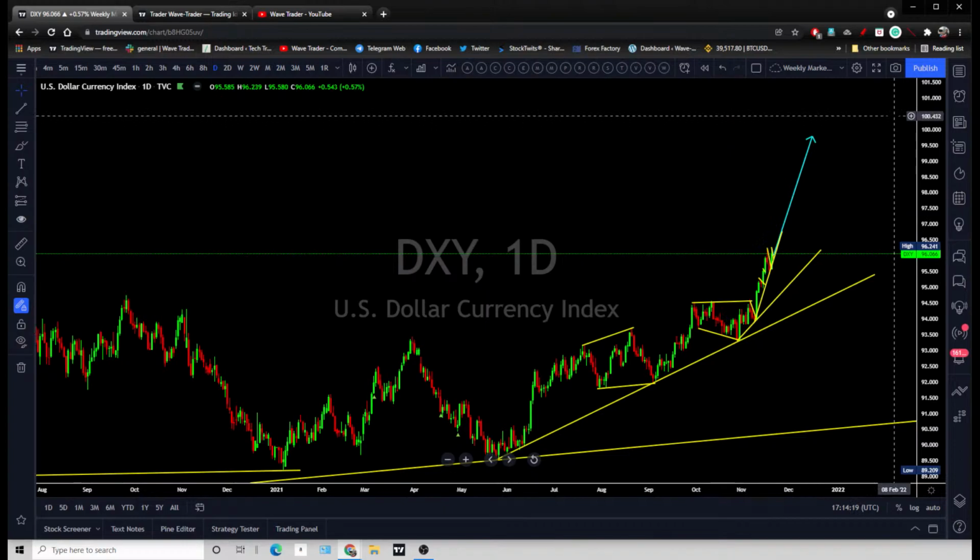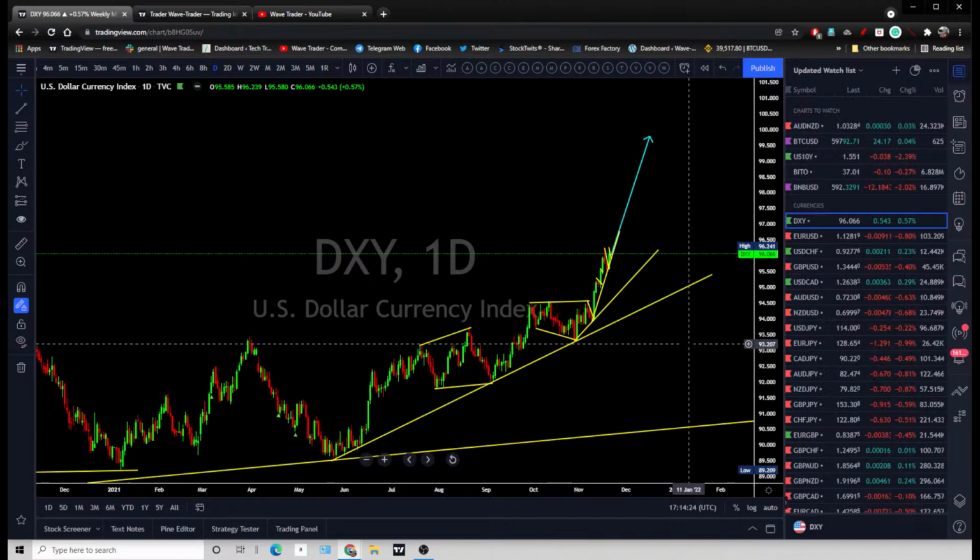The analysis on the dollar pairs is going to be the same. The only pair I'm looking at to drop is the dollar yen. The dollar yen to drop.